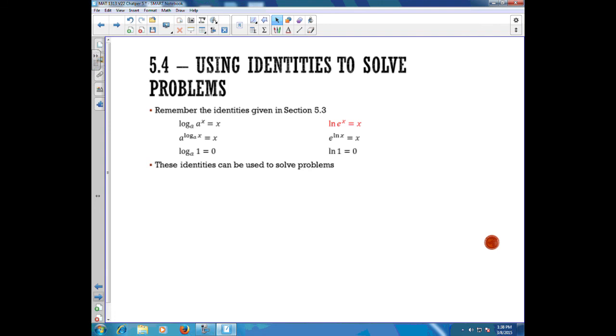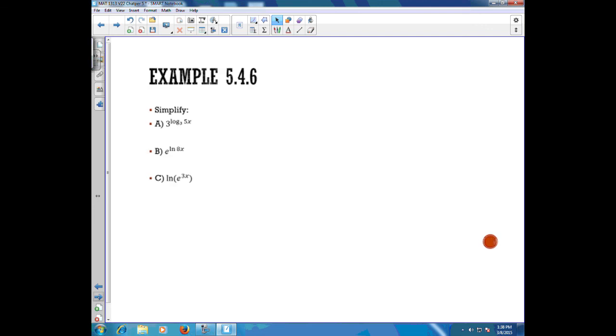So we can sometimes use these identities, and we talked about these at the end of the last section, and we did a couple of examples. We're just going to do a few more here. We can use these identities to solve problems. So for example, we have 3 to the power of log base 3 of 5x. So forgetting about the first 3, what this log is saying is what power do you raise 3 to get 5x? And that's what this is going to be equal to. And then we're going to raise 3 to that power.